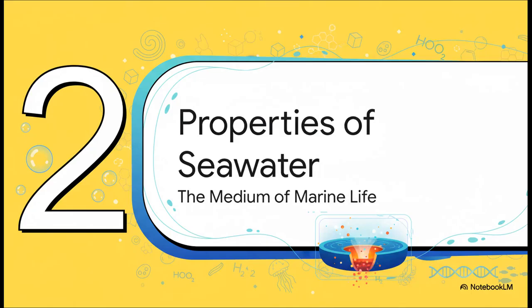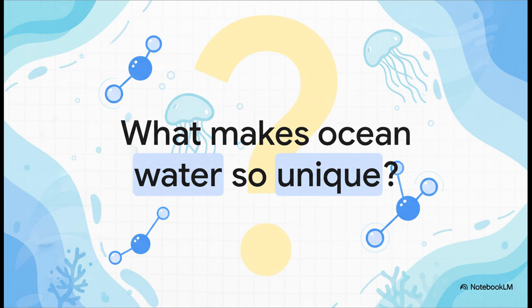All right, we've talked about the container. Now let's talk about what's in it. The chemistry and physics of seawater itself are what make all life in the ocean, and life on Earth for that matter, possible. You might think it's just water, right? But ocean water has this incredible set of properties. Its chemical structure is the key to everything. It's what makes it a life-sustaining, climate-regulating powerhouse.